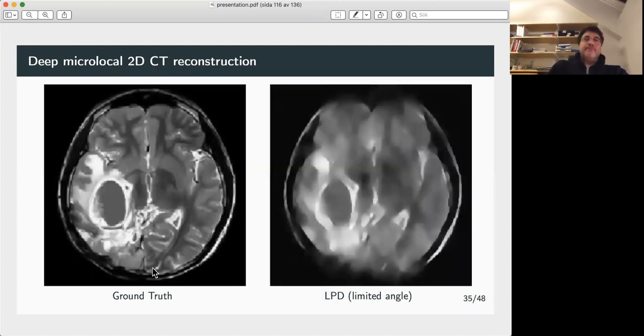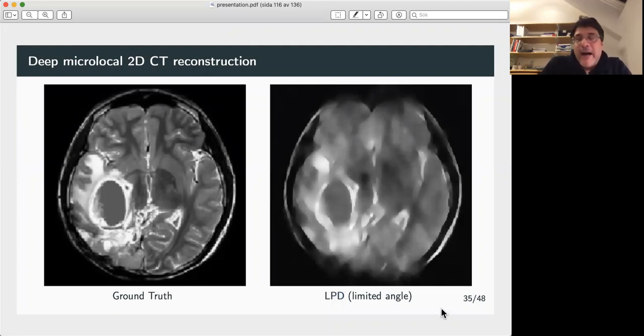Here's the next image. Again, 40% missing, and this is the missing region. The ground truth image is much more complicated. Again, the learned primal dual with limited angle looks poor. For example, this region here you don't see at all. It's totally washed out, in the missing cone region. You can see that these features here are washed out or hard to make out. This separation here, you don't see it.